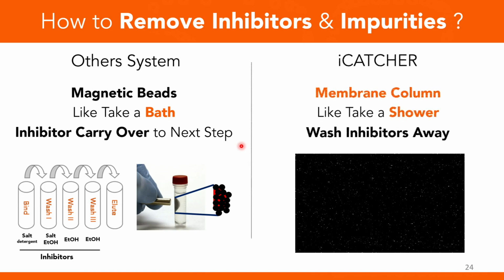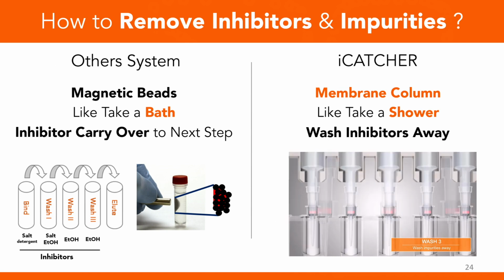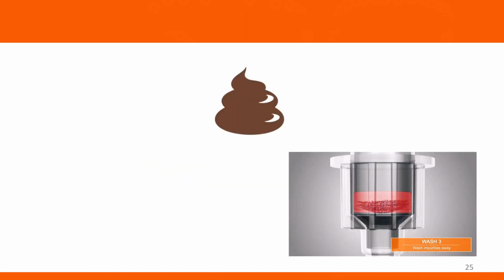And our solution for iCatcher, because we are based on membrane column, is a very special way. We use a wash-away method, like taking a shower, to wash all inhibitors and impurities away. Here is the video. We do wash away again. We do several rounds of wash away to remove all the inhibitors and impurities. So it's very efficient and won't carry over. So it's a very good way to handle stool sample.